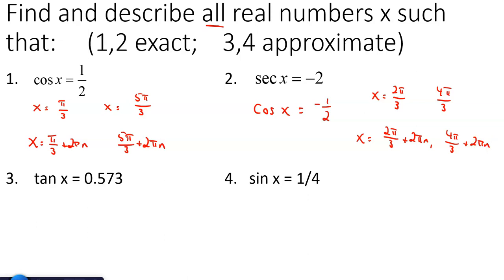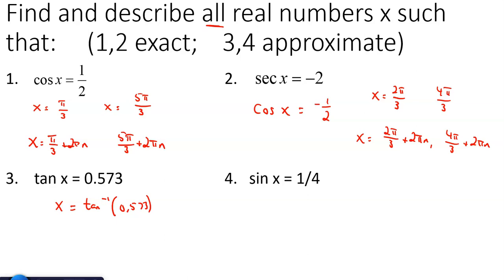Now, look at the third one. The third one says the tan of x equals 0.573. For this one, I'm going to need a calculator. So I'm going to have to grab a calculator and say then x equals the inverse tan of 0.573. I would like to answer in radians. So I grab my calculator, and tangent is positive in the first and the third quadrants. So let me find a first quadrant solution and then add pi.